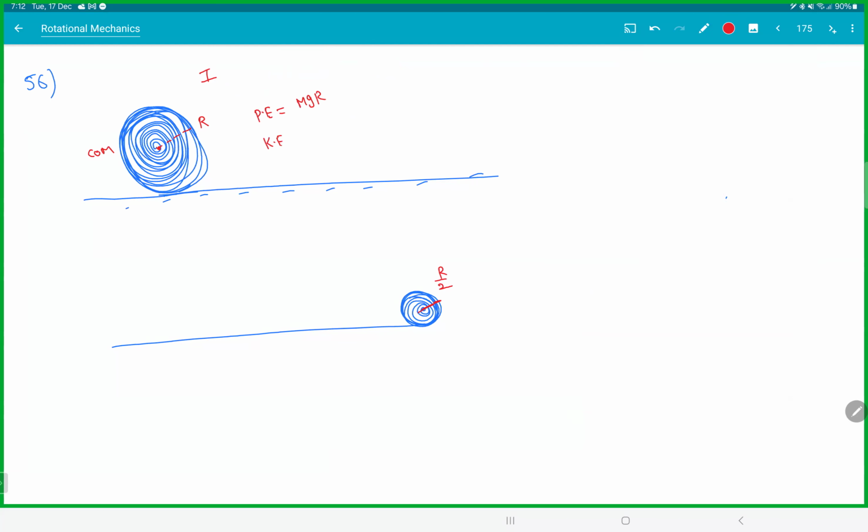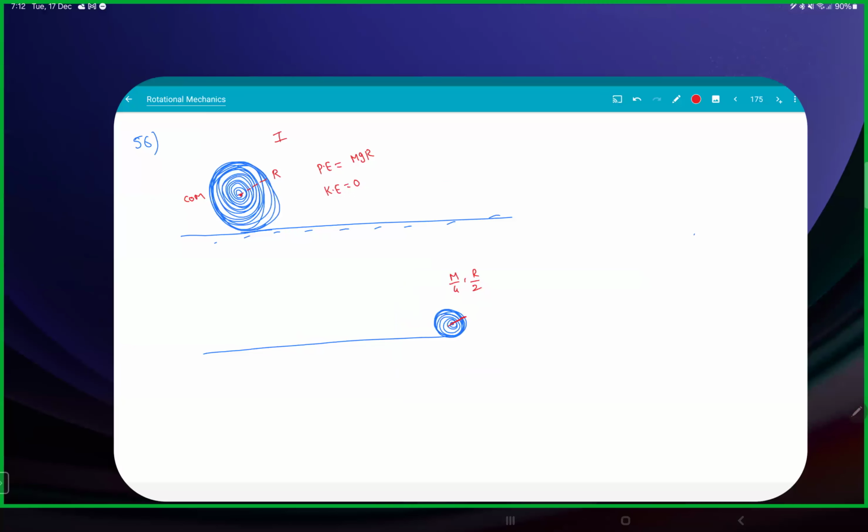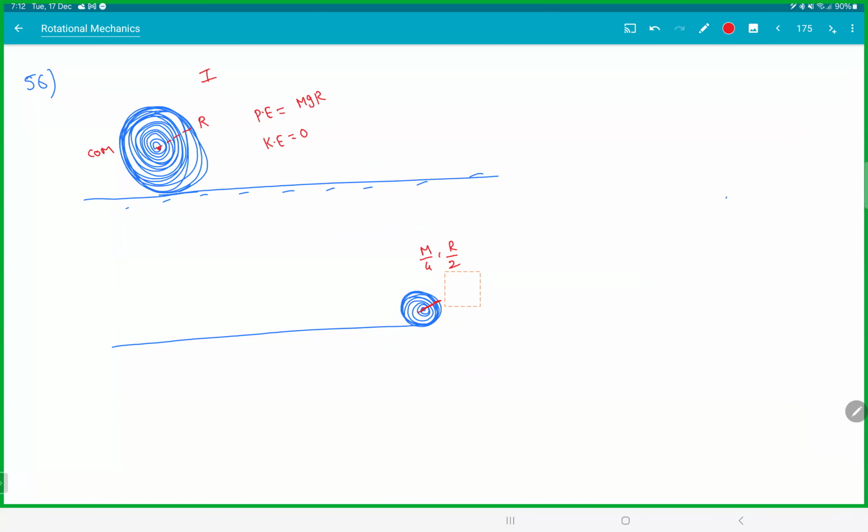Kinetic energy is 0. Now when the radius becomes R by 2, what happens to the mass? Does the mass remain same? This becomes mass m by 4 and R by 2. And where is the center of mass now? The center of mass is at a height of R by 2. So now the potential energy becomes m by 4 g R by 2. And what about kinetic energy? Half mv square, but remember m has become m by 4, v square plus half I omega square.